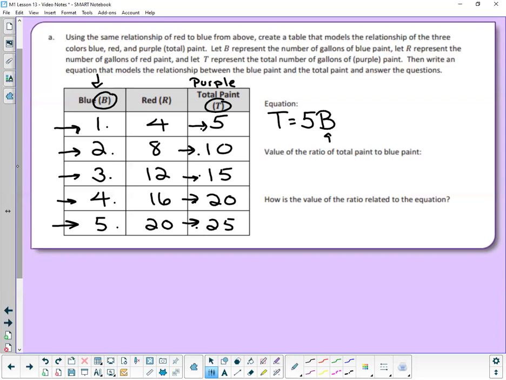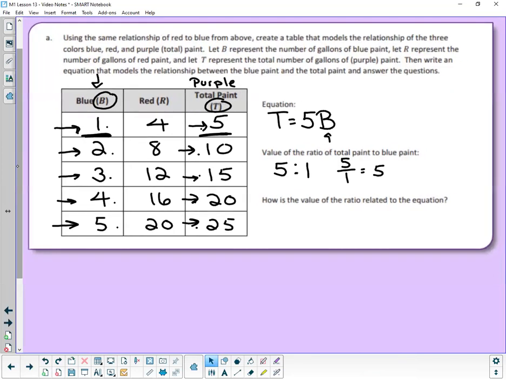And it says, what is the value of the ratio of total paint to blue paint? All right, well, let's write the ratio first. The ratio of total paint to blue paint. My total paint is 5. That's this right here. The blue paint is 1. There's the ratio. Remember, the value of the ratio is a ratio written as a fraction in simplest form, or lowest terms. 5 over 1, which of course we know just equals 5. So check this out.